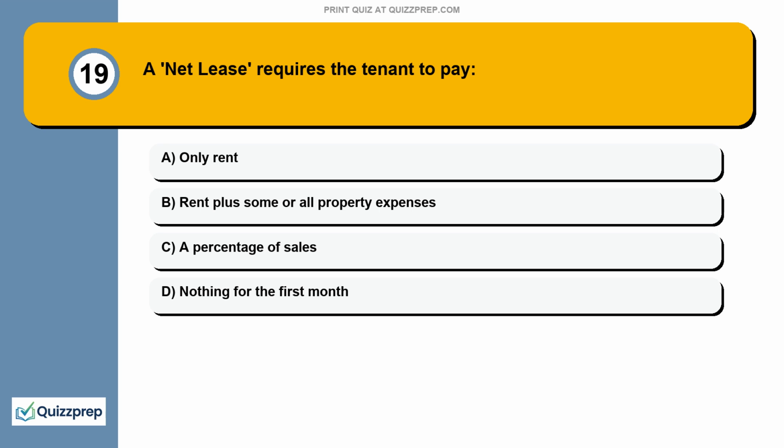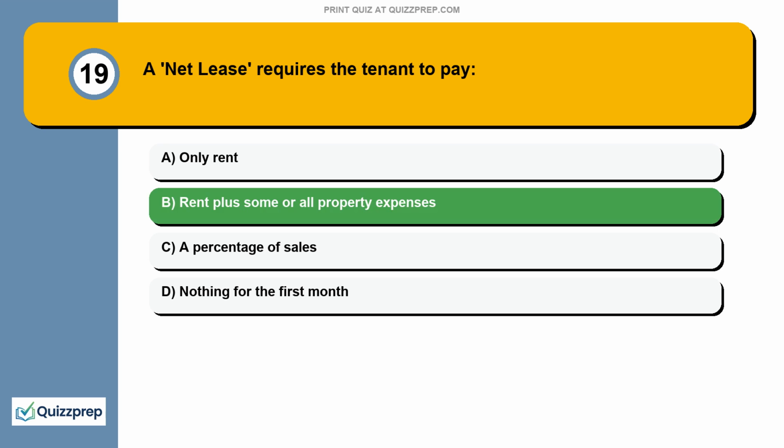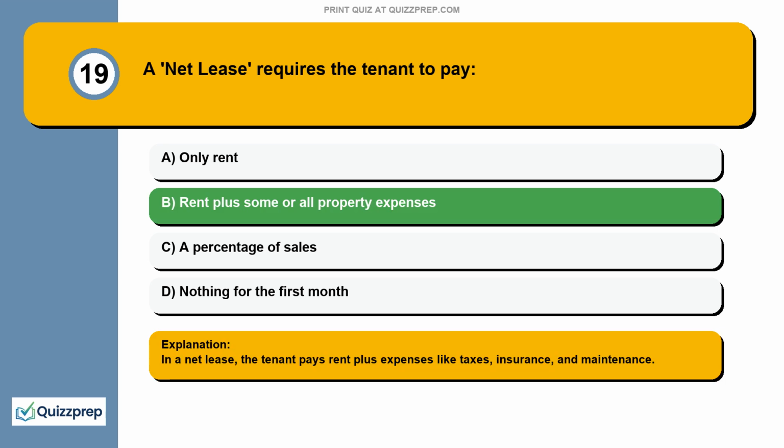Question 19. A net lease requires the tenant to pay only rent, rent plus some or all property expenses, a percentage of sales, nothing for the first month. In a net lease, the tenant pays rent plus expenses like taxes, insurance, and maintenance.